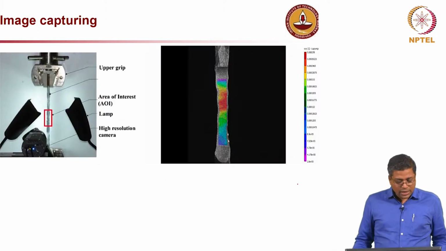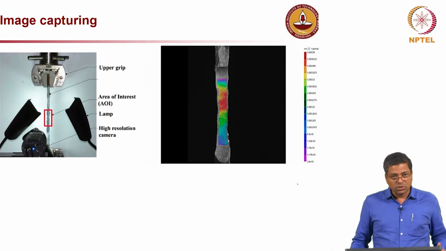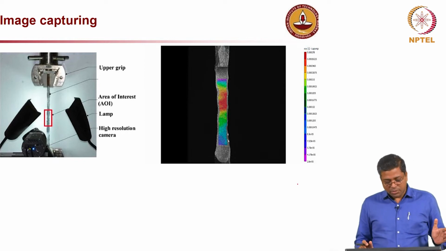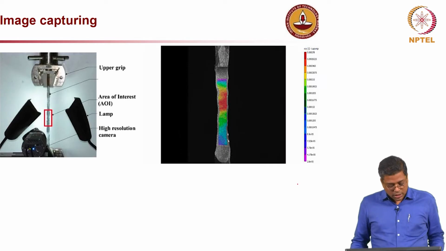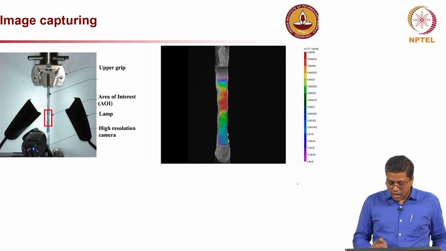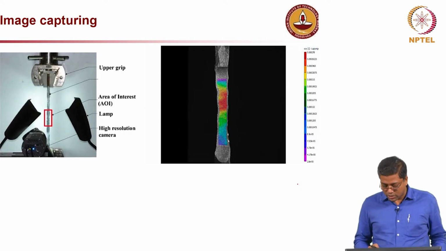So this is a setup to capture these images. During the test we capture several images using this high resolution camera setup, and then post testing we can analyze the data and see how the stress strain behavior is at different points on the bar.